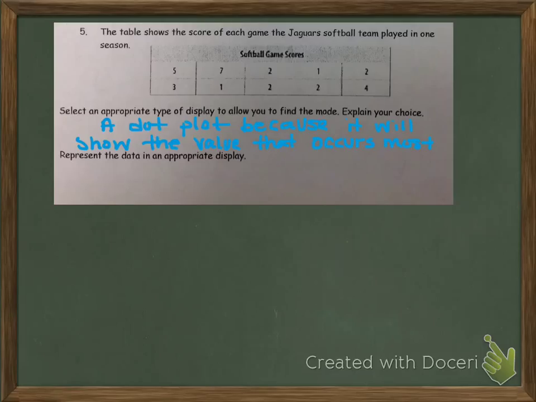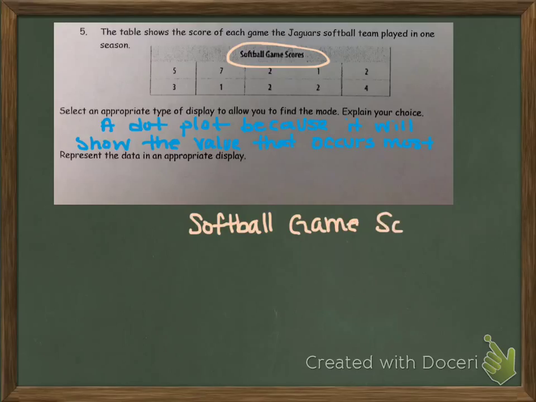And so here it's asking you to go ahead and represent this display. So remember, you always have to have a title. You want to pull that title out of the table if it shows you. And we have softball game scores. And a dot plot is on a number line. So you want to choose, we see some 1s all the way up to 7, so it might be best to go by 1s here. If you could please finish this dot plot and press play when you are finished, and we will continue with the notes.